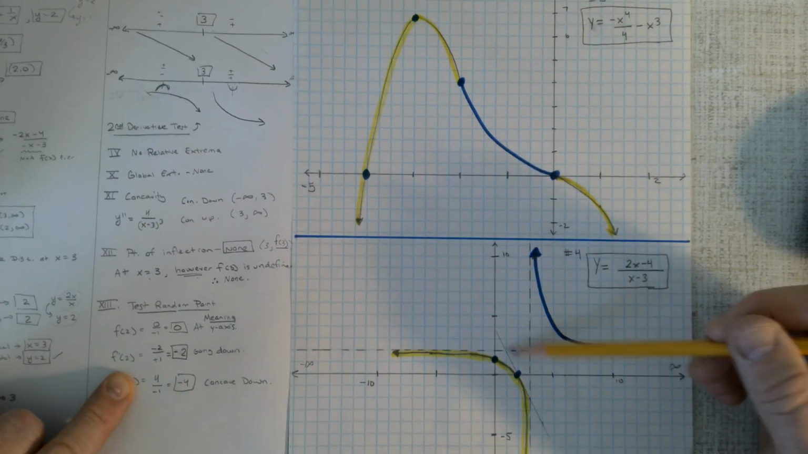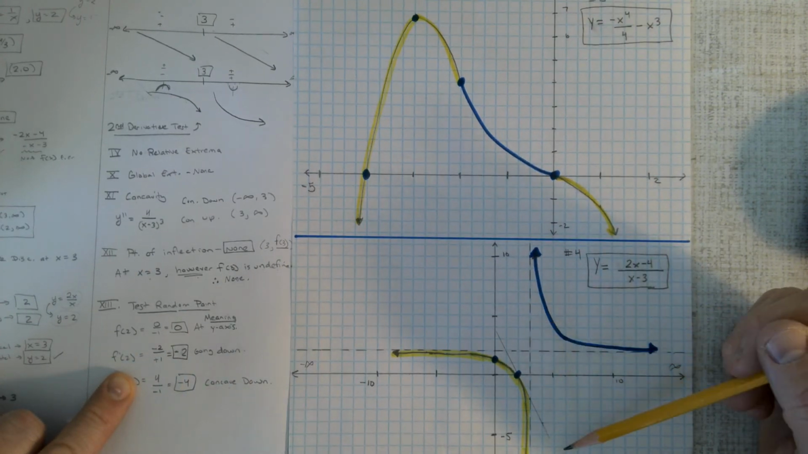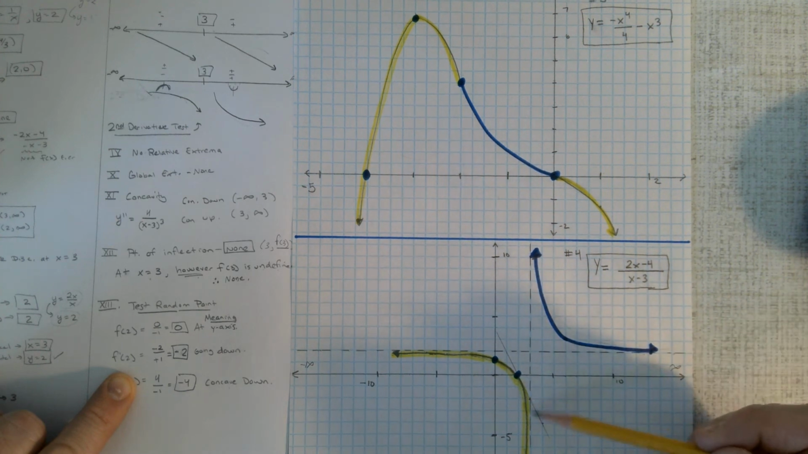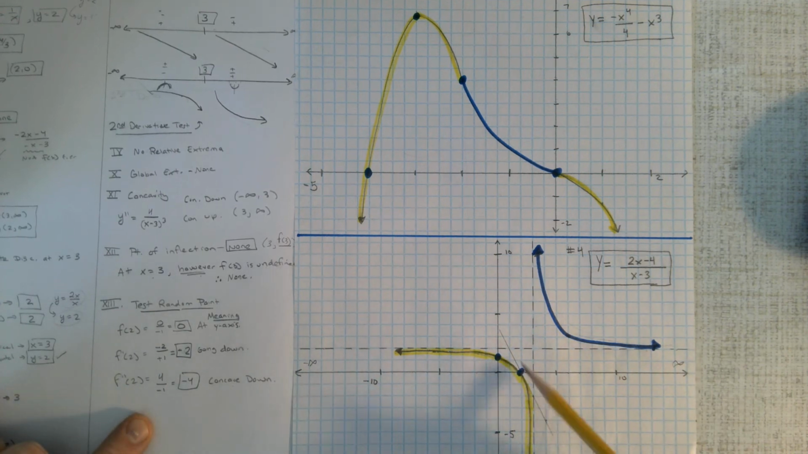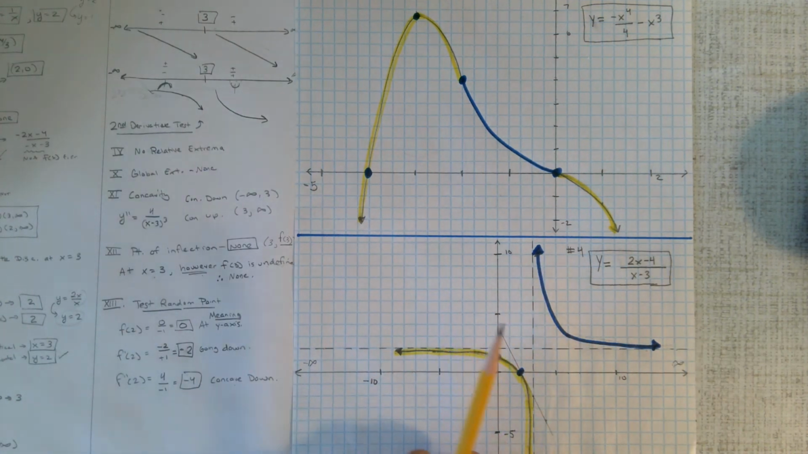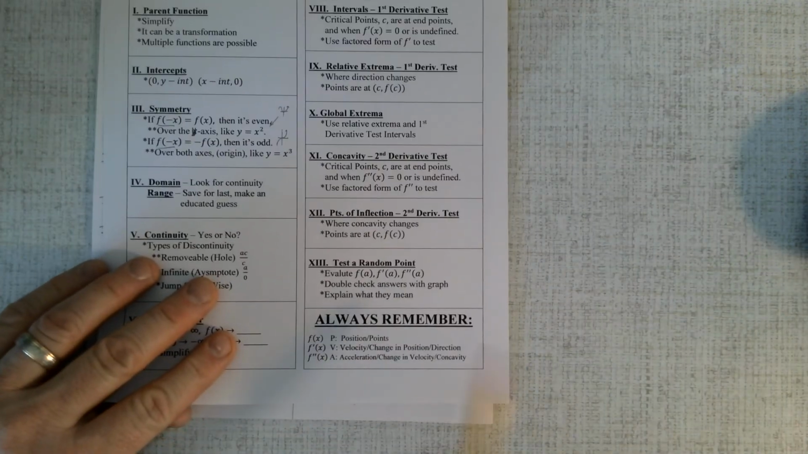That means it's going down, and I drew that tangent right there. It's definitely going down. Down 2 over 1, down 2 over 1. And f double prime of 2 is -4, and it's definitely concave down there. All right, last thing I want you to remember, I put this on here.